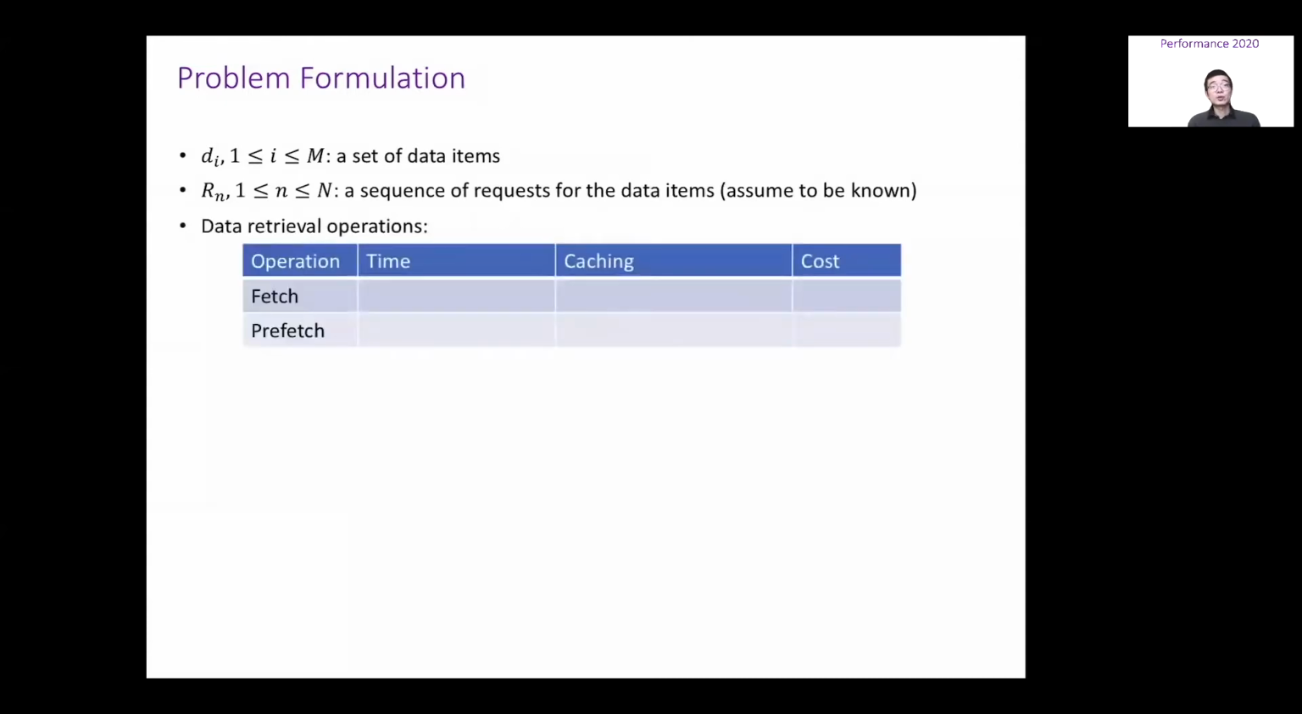And there are two data retrieval options. The first one is fetching, and the second one is prefetching. Fetching is done after the request arrives, but prefetching is done before the request arrives. Because of these differences, we have different caching options. For fetching, we can directly use the data from the backend storage and serve the user. We do not need to store the data in the cache. However, for prefetching, since the requests will arrive in the future, we have to load the prefetched data in the cache and store it until the requests arrive.